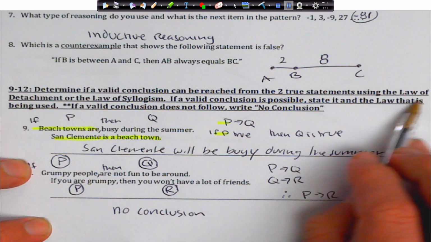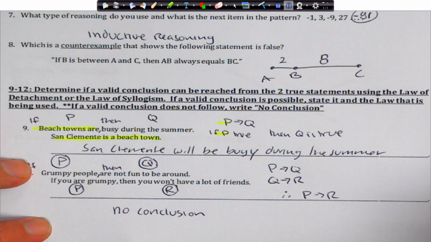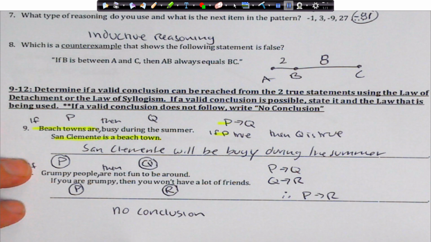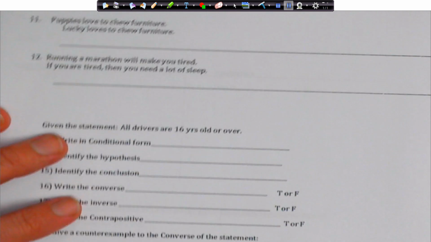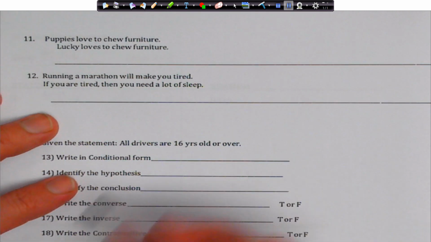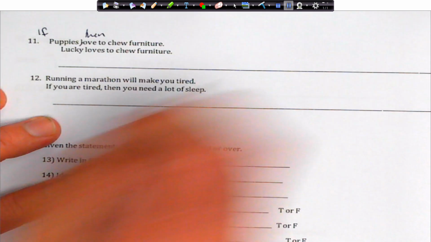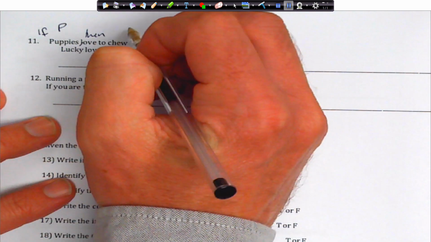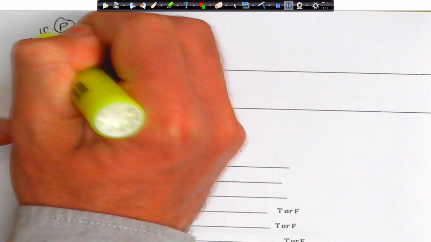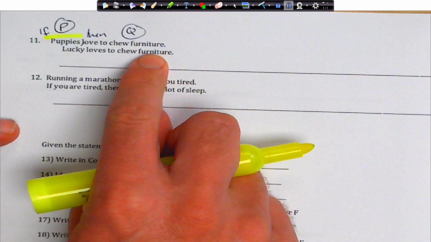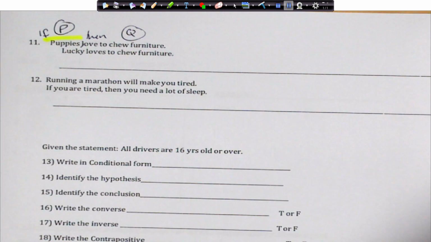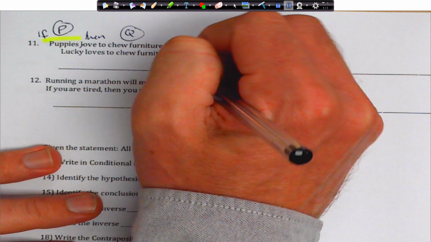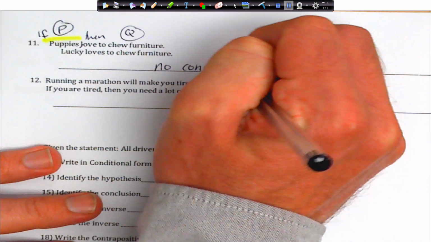And this one said state the law, and the law was detachment here for the first one. Puppies love to chew furniture. So we could say, if you're a puppy, then you love to chew furniture. So P, puppy, Q, furniture. Okay? So if you're a puppy, does that match with you chew furniture? Nope. So that is no conclusion.